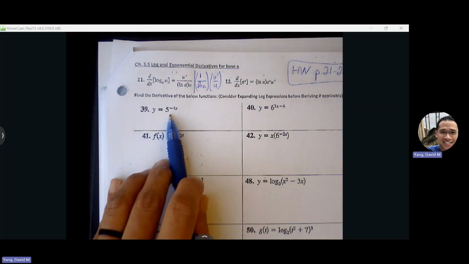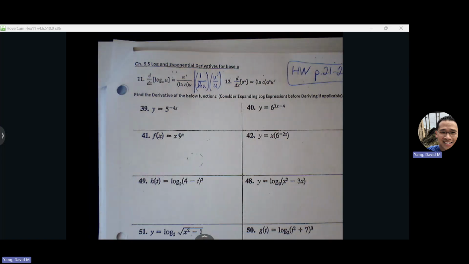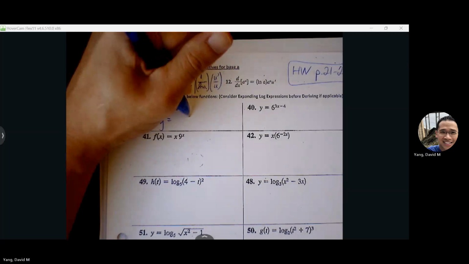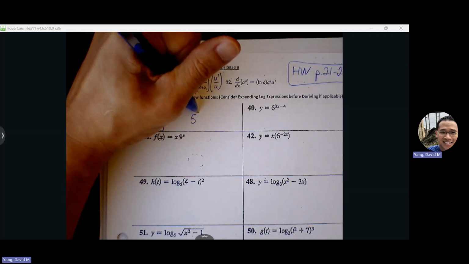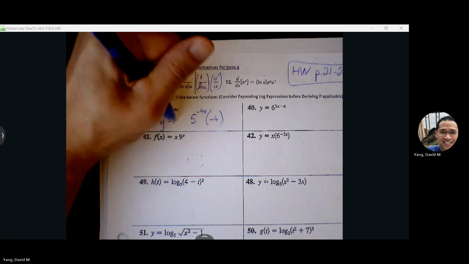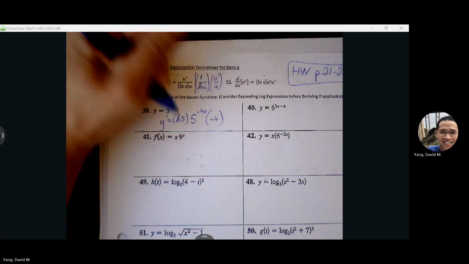So 5 to the negative 4x. Let's understand it's going to be in that family of e to the negative 4x, so we'll treat it the same way: the original function times the exponent's derivative, with a little bit extra in front.